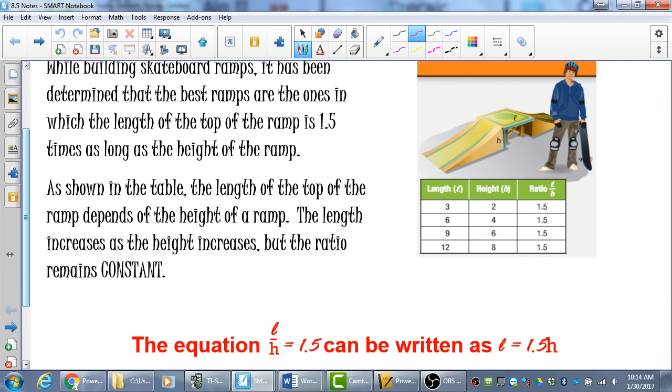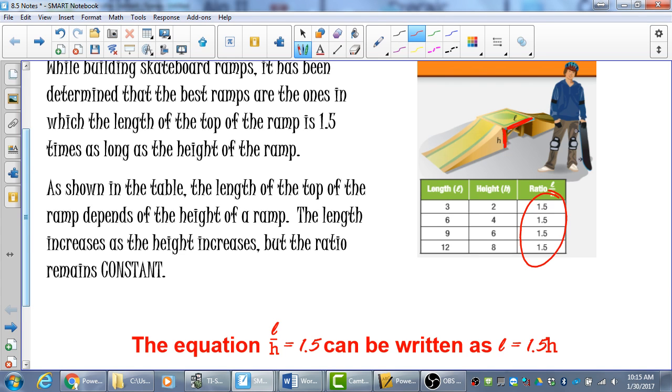We're building this ramp. We have the length to height. So the length is right there, the height is right there. So the best is when the ratio between those two is 1.5. In other words, when you take the length divided by the height, it's always 1.5. If you want to build a little taller one, you do 6 divided by 4. You want to go higher, 9 divided by 6. But as long as you keep that ratio as 1.5, it's a nice ramp, apparently.